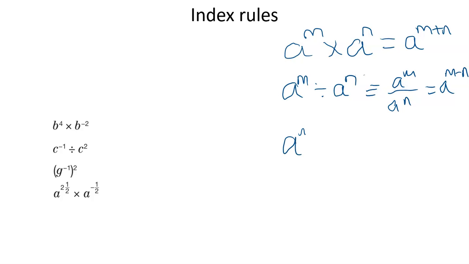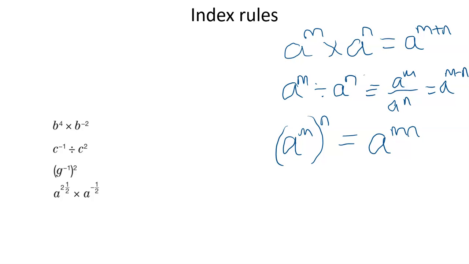And a to the m raised to another power of n. If you raise something to a power and then raise it to another power, you're going to get a to the mn. You multiply those powers together. So it doesn't matter if there's fractions or minus numbers or whatever it is, it doesn't make a difference whatsoever. You still just follow these rules.